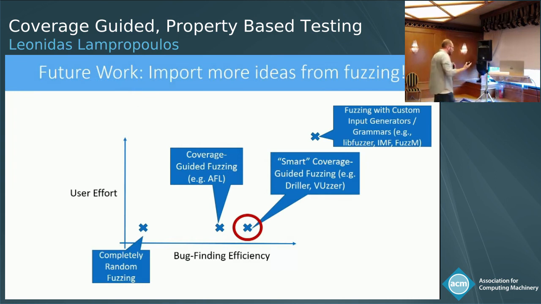Moreover, there are more ideas we can borrow from the fuzzing community, right? Fuzzing has created a ton of techniques, for example, using smarter coverage-guided fuzzing methods with concolic execution or symbolic techniques, and all of those should have corresponding counterparts in property-based testing.